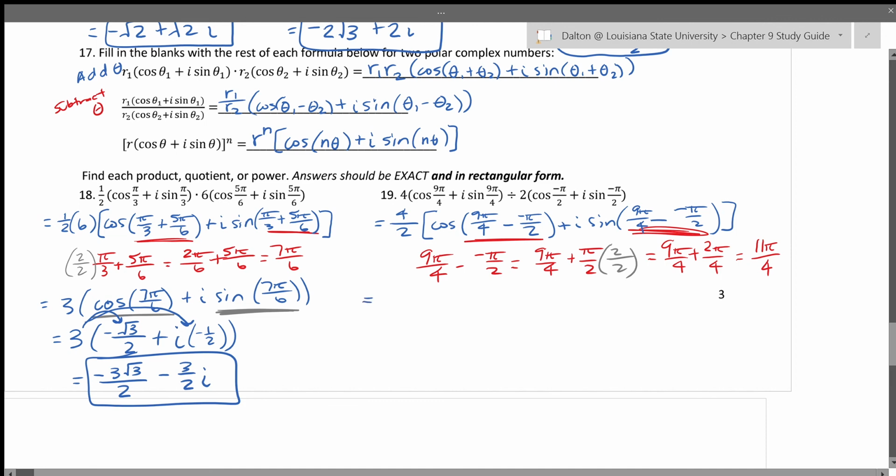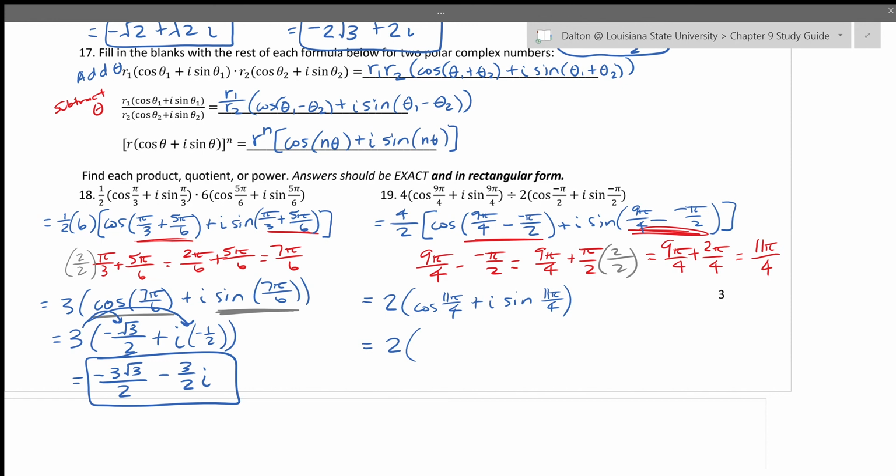4 divided by 2 out front gives me 2 times the cosine of 11 pi over 4, plus i times the sine of 11 pi over 4. Okay, again, you've now successfully used the formula to get it into this form, but we need to convert it to rectangular now. So the only tricky part about this is when you use your unit circle to find these exact values, 11 pi over 4 is not on the unit circle.